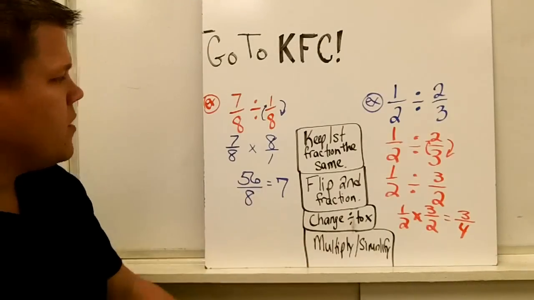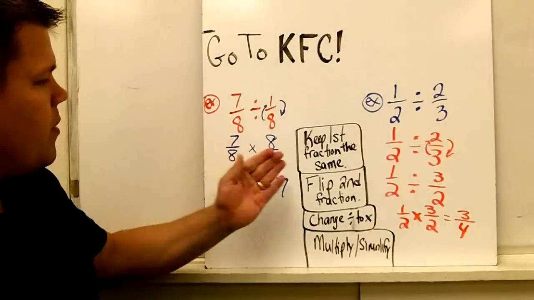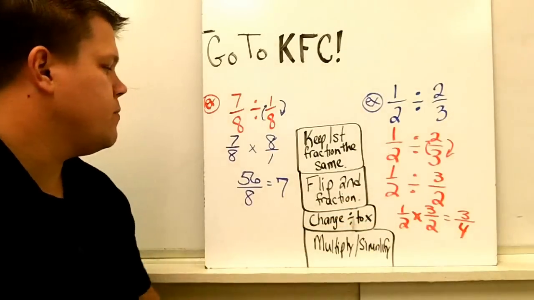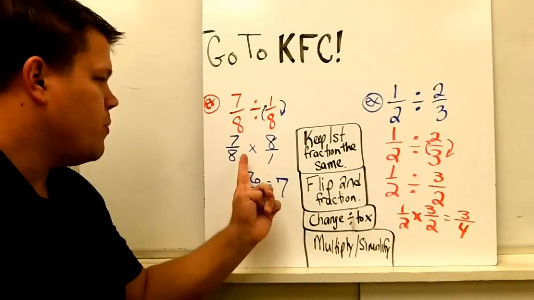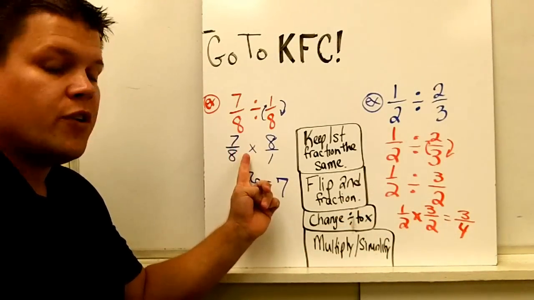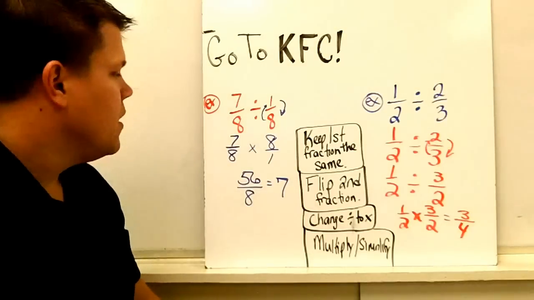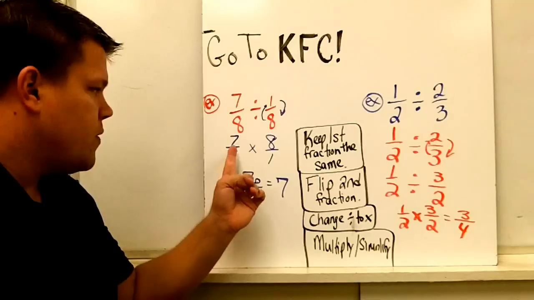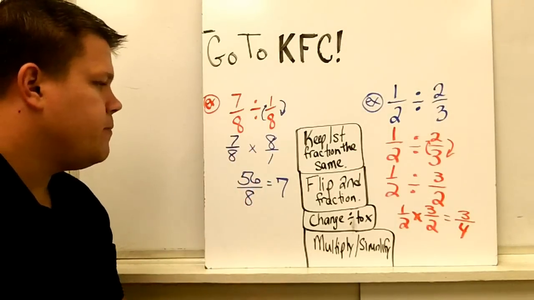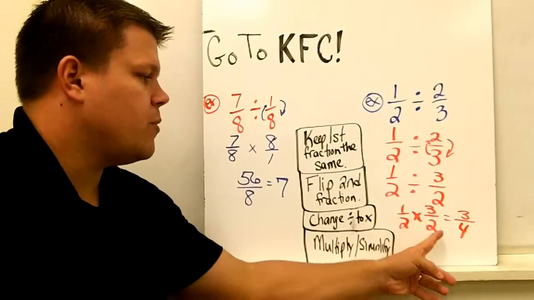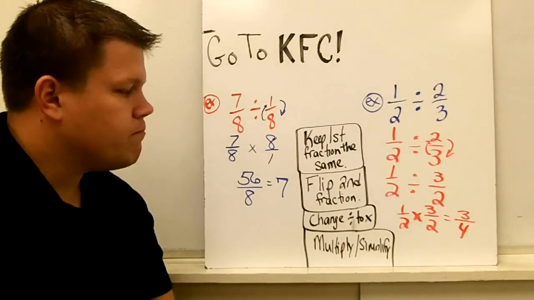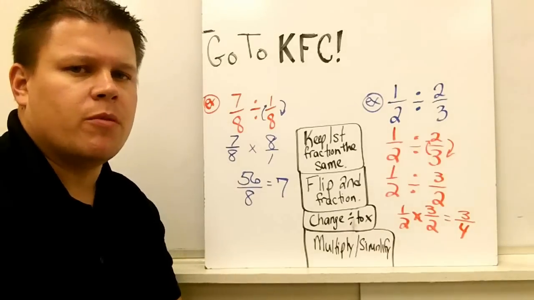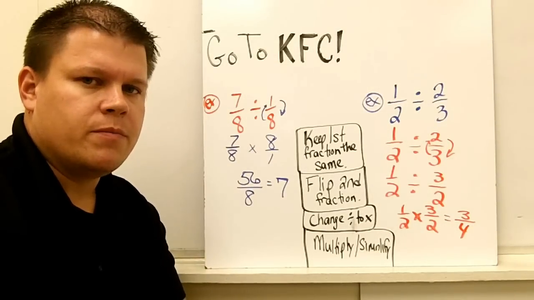Okay, so as you can see from the examples, we have keeping the first fraction the same. We are flipping the second fraction. We're going to change division to multiplication. Sorry, and we're going to do some simple multiplication. 7 times 8, 8 times 1, 1 times 3, 2 times 2. That's about it. It might get a little more complicated when we talk about mixed numbers, but I'll save that for a separate video.